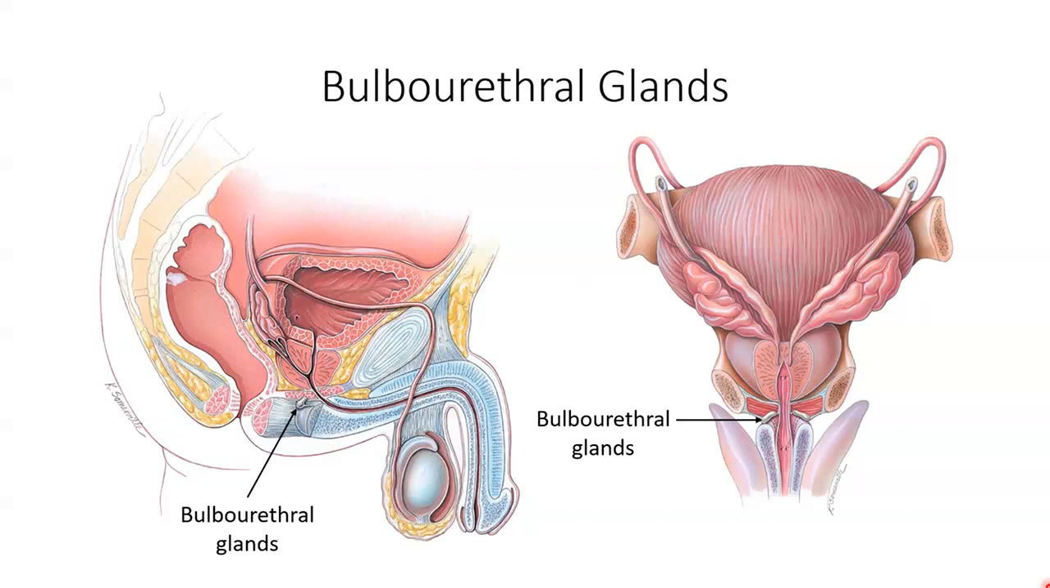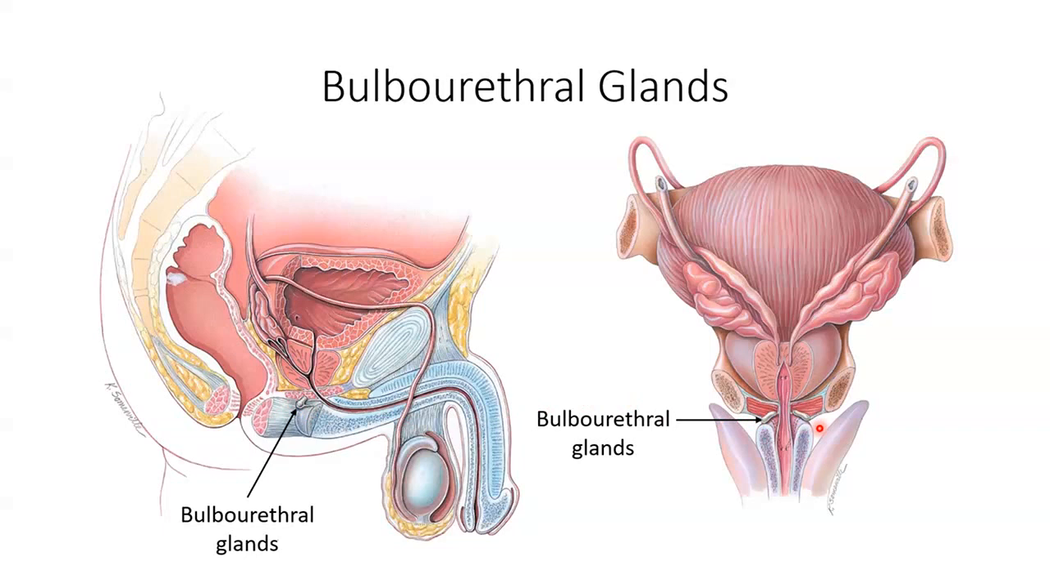The final accessory sex glands are the paired bulbourethral glands. You may also read these as the Cowper's glands. These are tiny pea-sized glands that are located inferior to the prostate on either side of the membranous urethra. So in this image, you can see that little pea-shaped gland here. On this image, you can see it on either side.